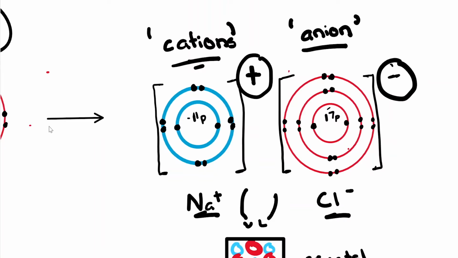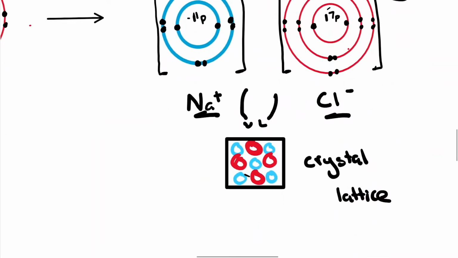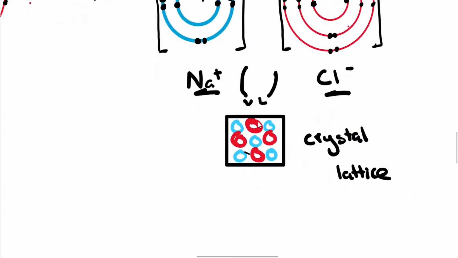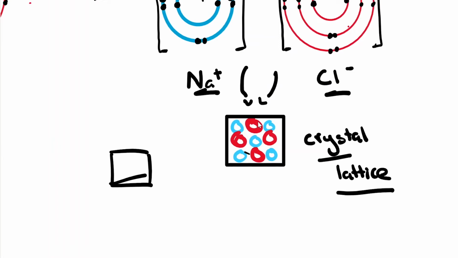Since it's a positive ion now and a negative ion now, they're going to attract each other and form an ionic structure, an ionic compound, right? This is a brief snapshot of it: a lot of these ions packed together in what is called a crystal lattice. A crystal lattice is basically a 3D cube structure, where there's a bunch of ions, positive and negative, packed together in a very dense space.